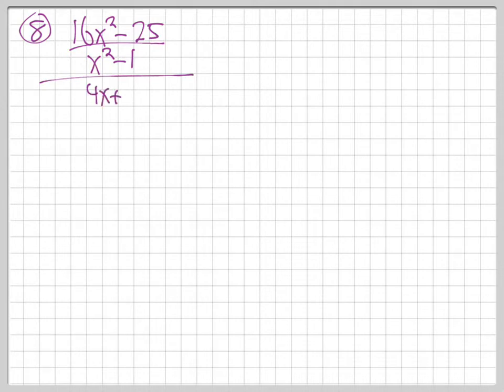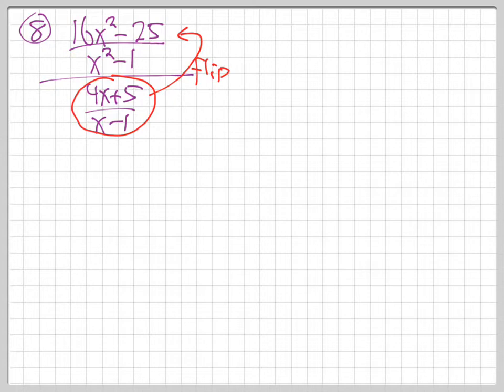To number 8 we go. So 16x squared minus 25 over x squared minus 1, all over 4x plus 5 over x minus 1. Okay. First step there. Grab this guy and flip him up. Do you remember that? Dividing is upside down multiplying, or multiplying is upside down dividing. Either way you want to say it. You just grab that guy and flip him up like that.